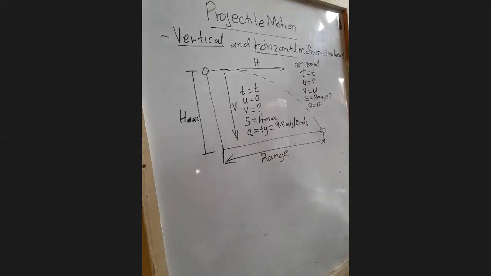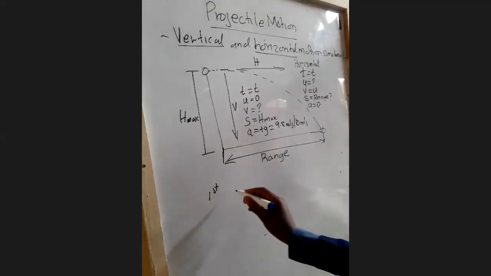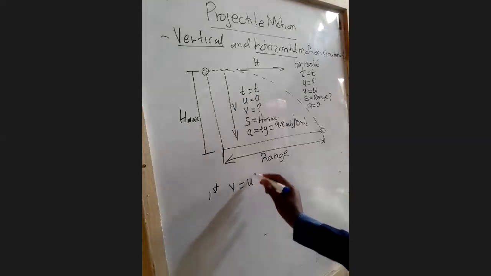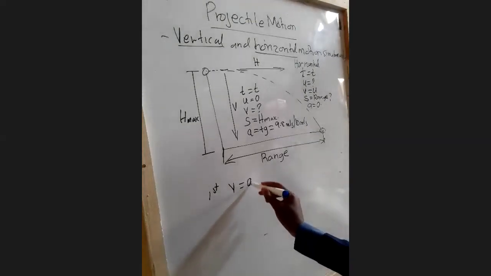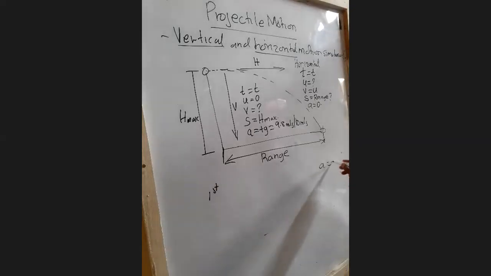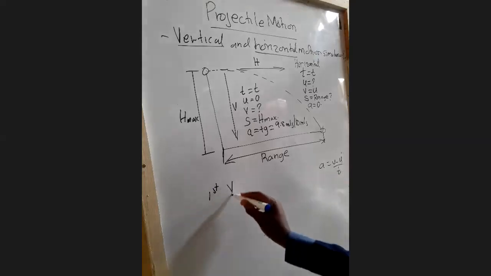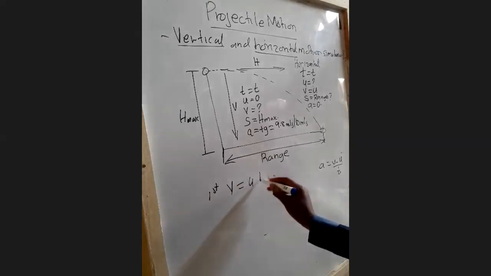So now with that information, we can go back to our three basic linear equations. Remember, the first equation is the equation where we have v is equal to u plus at.